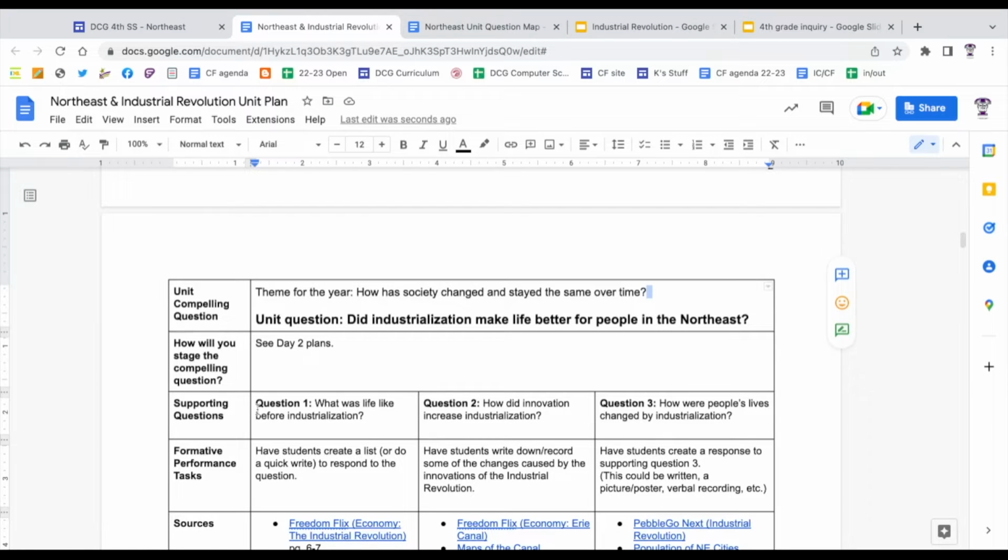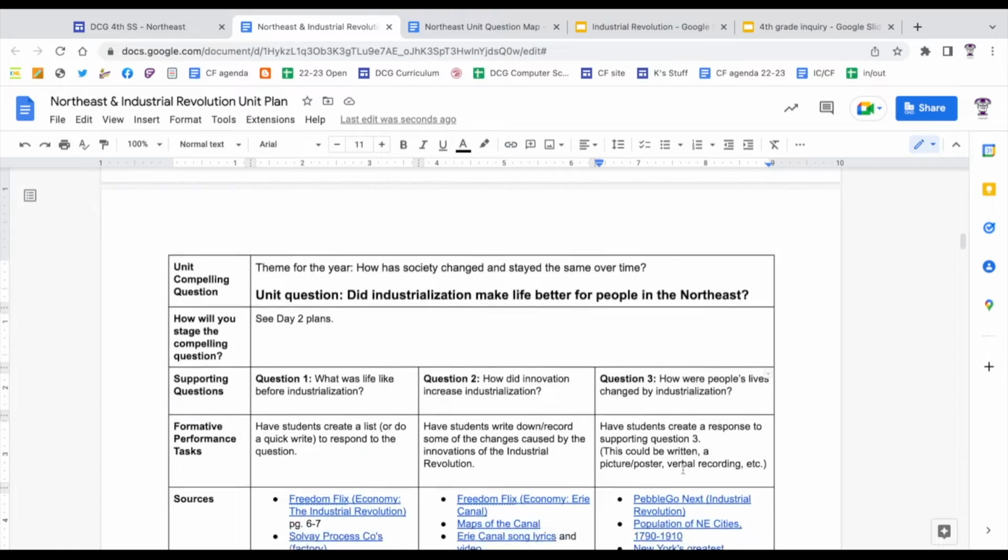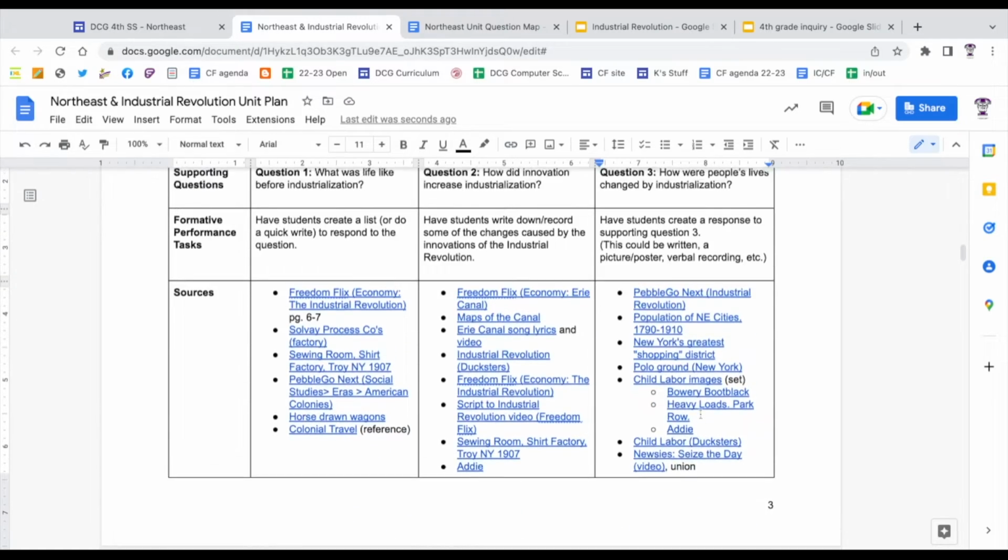So as we move through it, we have 3 supporting questions. What was life like before industrialization? How did innovation increase industrialization? And how were people's lives changed by industrialization? Then you can see the formatives and the sources below linked to each one.